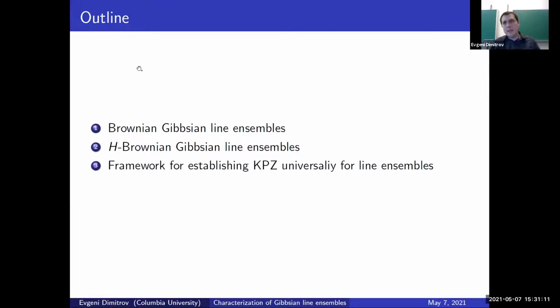So today I will discuss a couple of recent results that provide a characterization of Gibbsian line ensembles. First, I will explain a zero temperature version of this story, where the objects are called Brownian Gibbsian line ensembles. I'll tell you what these things are, I'll give you a few examples of such objects, and then I'll tell you a classification result for them. Then I'll formulate the positive temperature version of the story. And in the end, I'll explain how these characterization results fit into a general framework for establishing KPZ universality for line ensembles.